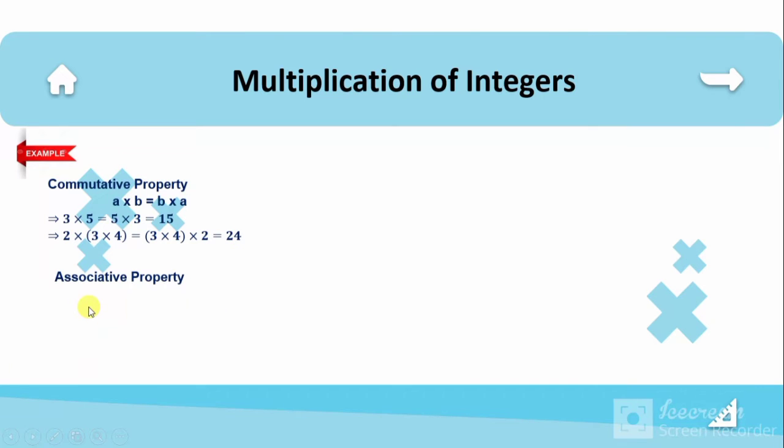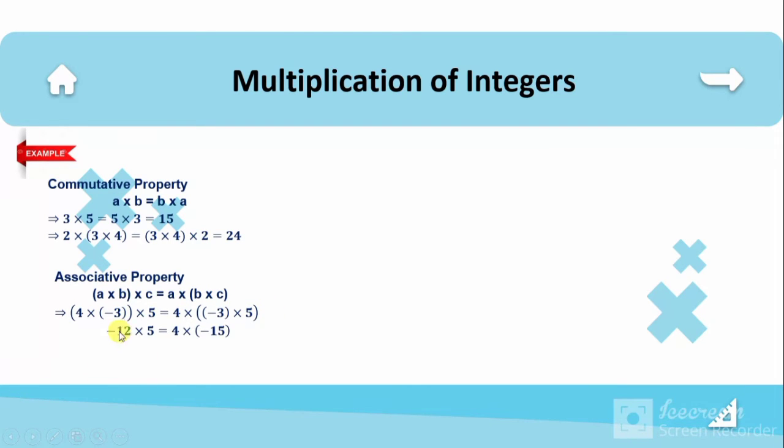And next, associative property. Okay, this is the associative property. Look at this. (4 times negative 3) times 5 is equal to 4 times (negative 3 times 5). Both of them, the result is the same.